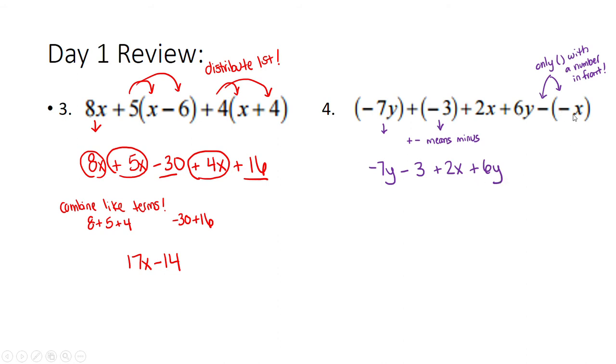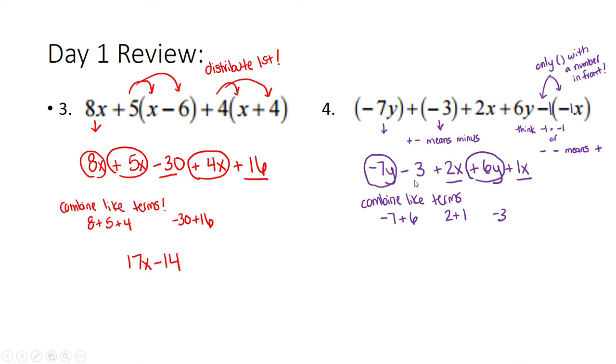Now this minus minus x, you can think about it as negative 1 times negative 1, or remember the rule that negative negative means plus, so we're going to write plus 1x. Now when I combine like terms, I'm not combining everything together. I'm only going to combine my y's together, which is negative 7 plus 6. Then I'm going to combine my x's together, which is 2 plus 1. And then the negative 3 doesn't combine with anything, so I'm going to bring it down. So when I combine my y's together, I have negative 1y, then plus 3x, then minus 3. And that is it. That is my final answer on this one.